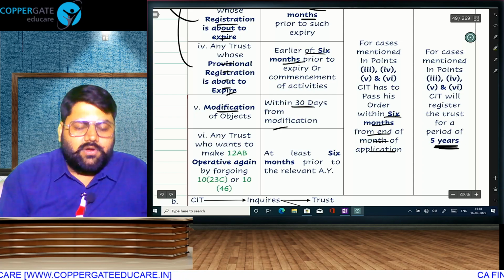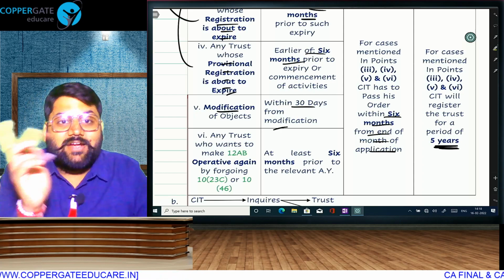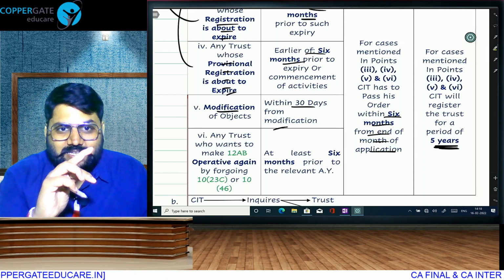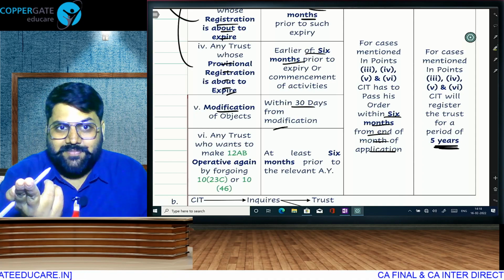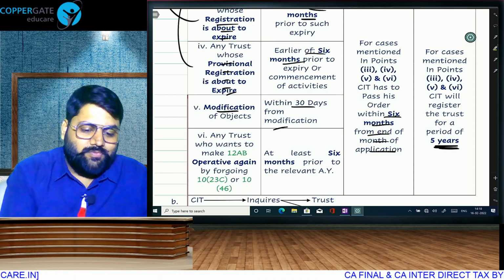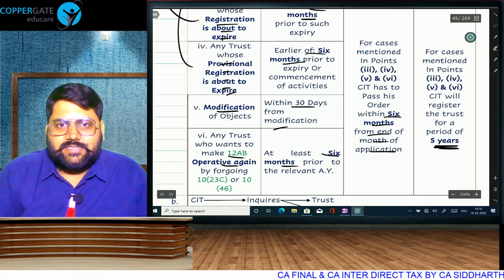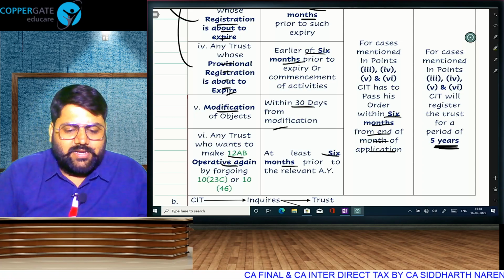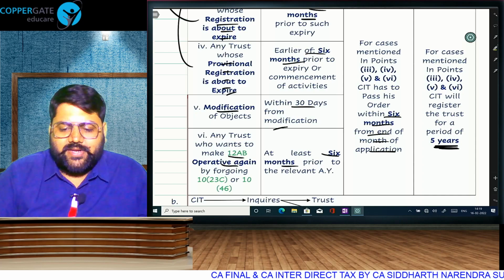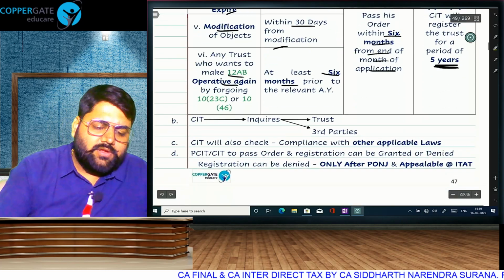I already told you there was a trust. Remember whose 1023C and 1046 resulted in 12AB becoming inoperative, and now you want to make 12AB operative again, then that also has to be done at least 6 months prior to the relevant assessment year, and again that registration will be granted for a period of 5 years.